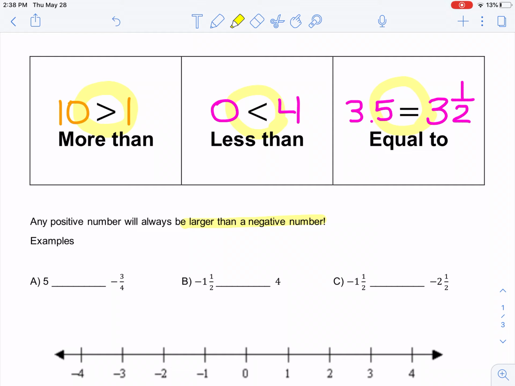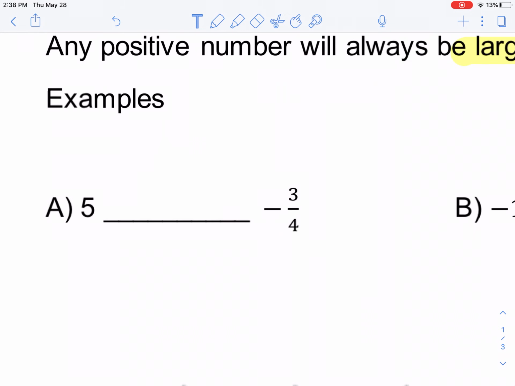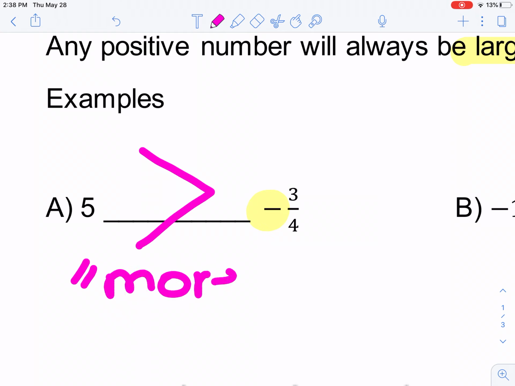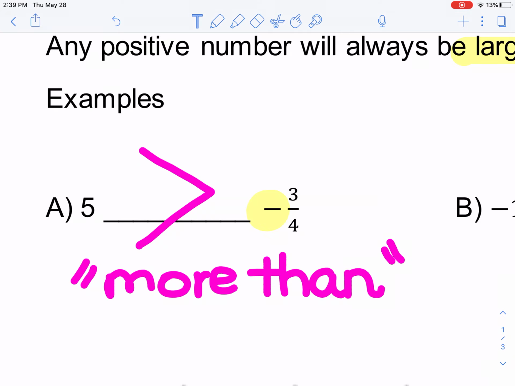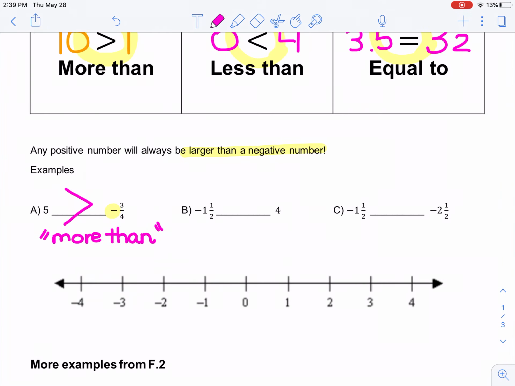All right, so then if I look at example A, I know that some of us might get freaked out seeing that fraction, but if you look closely, it's got a negative symbol in front of it. And I know that, again, a positive number, we're not going to see a plus sign in front of a positive number. They're just our basic numbers with no symbol. I know that that is going to be larger than negative 3/4, so I'm using the more than symbol. So if I read this from left to right, I know 5 is more than negative 3/4. All right, so now I'm going to do the next one.